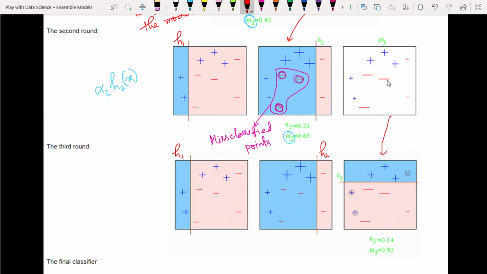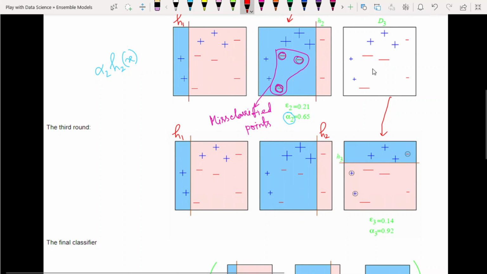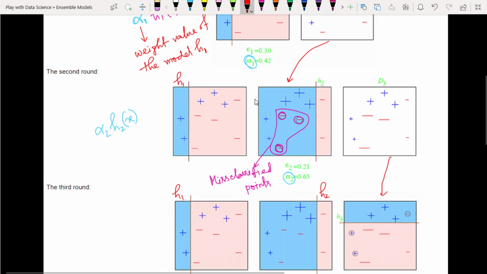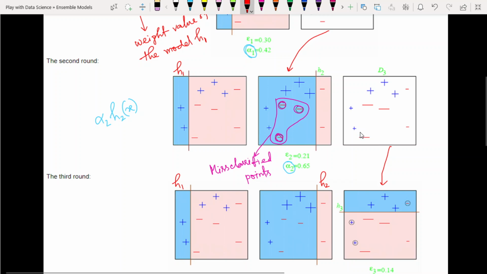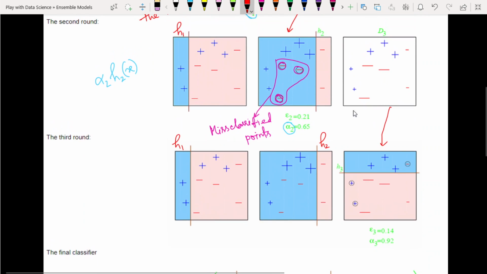Okay, now just see this thing here, our weighted points are these 3 points, which are more weighted. According to this data set, if we build our model, then our model also looks like this. At the first stage we gave importance to these 3 misclassified points. Now in the second stage we give importance to these 3 negative misclassified points. So at the third round, using this D3 data set, we will build this model. Just see these models. That is the H3 model.